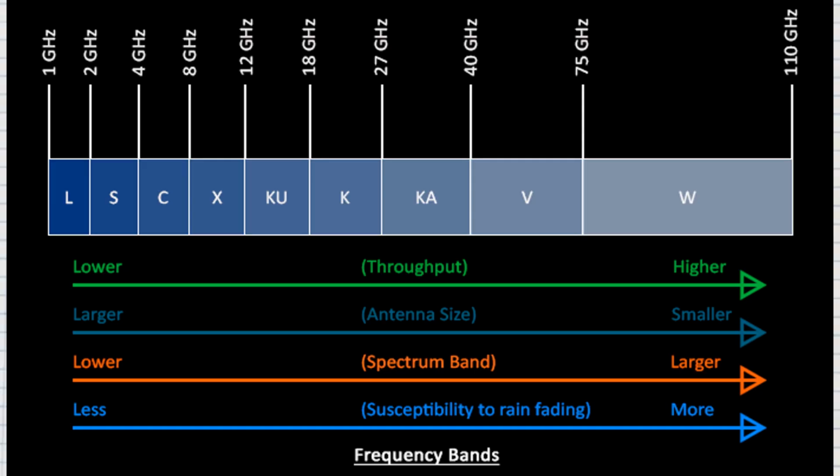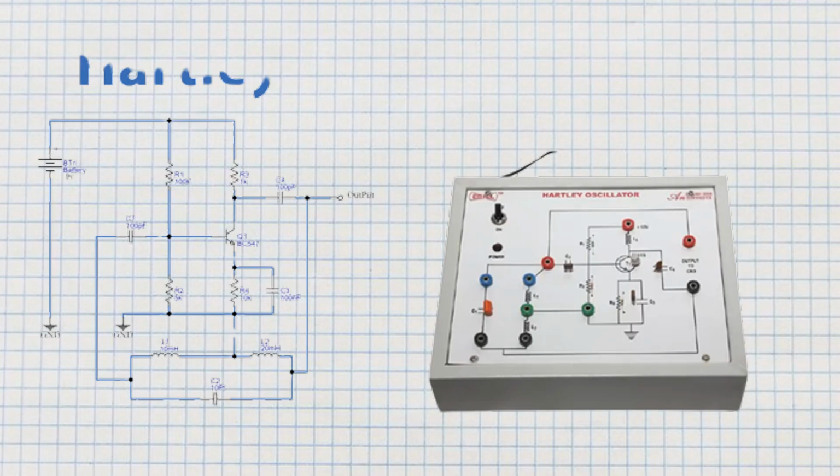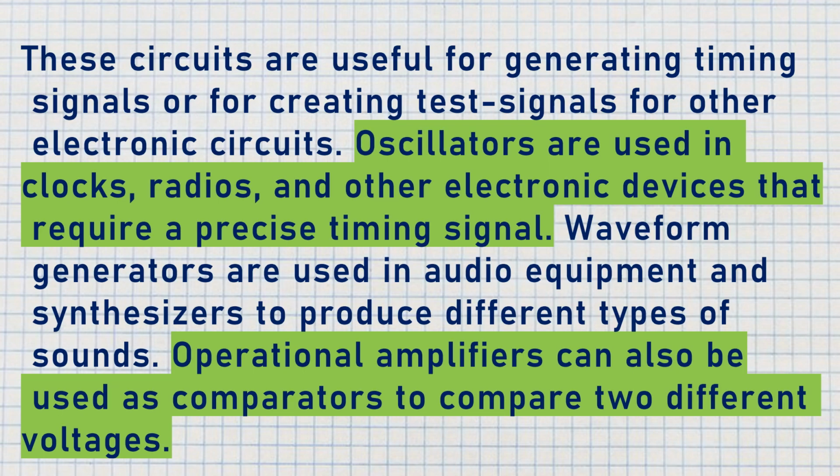Operational amplifiers can be used to generate oscillator circuits that produce sinusoidal or other types of waveforms. These circuits are useful for generating timing signals or for creating test signals for other electronic circuits. Oscillators are used in clocks, radios, and other electronic devices that require a precise timing signal. Waveform generators are used in audio equipment and synthesizers to produce different types of sounds.